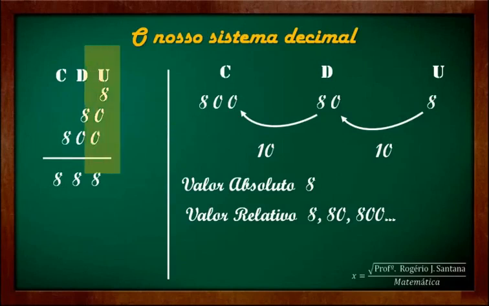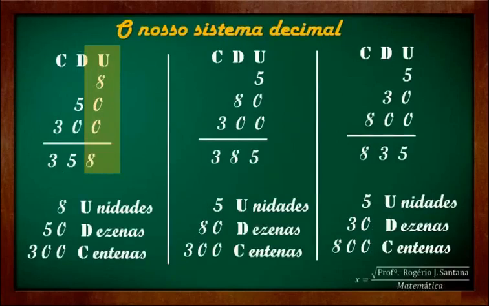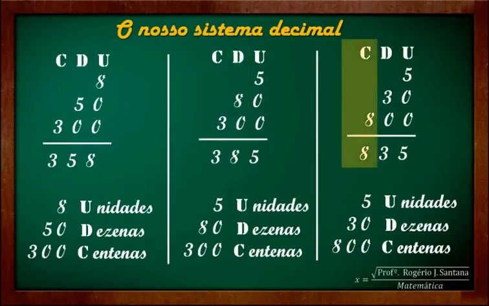In this example, we see the number 8 is worth 8 units to compose the number 358. In another example, it is worth 8 tens, which is the same as 80 units. Just shifting the tens column, turning the number 358 into 385, it might be worth 8 hundreds, which is the same as 800 units, transforming the value from 385 to 835 units. It really is a fantastic system, a very big facility. That's why it is the system adopted all over the world and most used by all mankind.